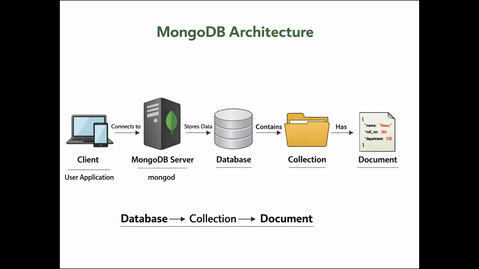So this is the architecture of MongoDB. Here client, then MongoDB server, then database. In the database we have collections, and in a collection we have documents. So this is the structure of MongoDB architecture.